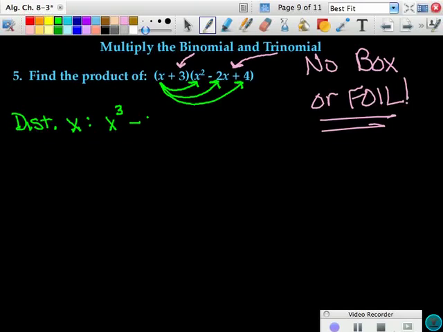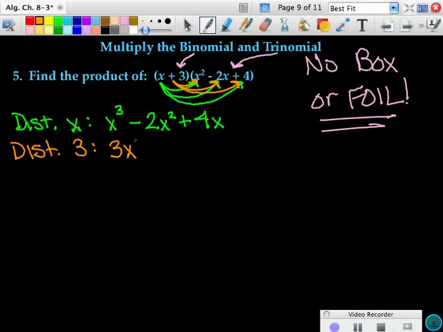Okay, now we distribute that 3 to everything also. All right? So after we've distributed the 3, what we ended up with is 3x squared minus 6x plus 12. Now combine like terms.